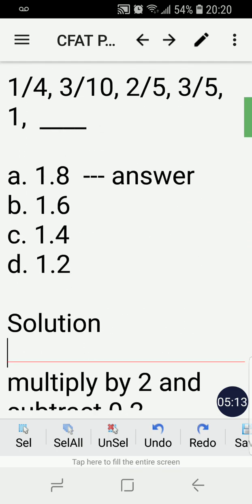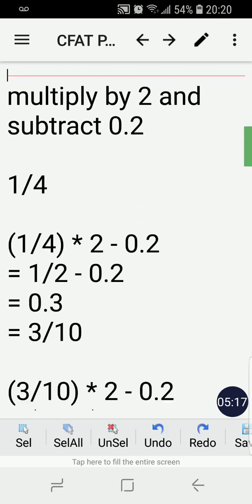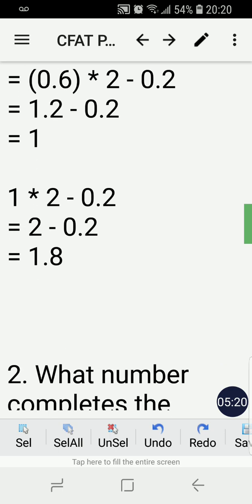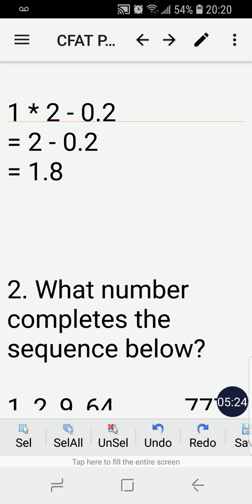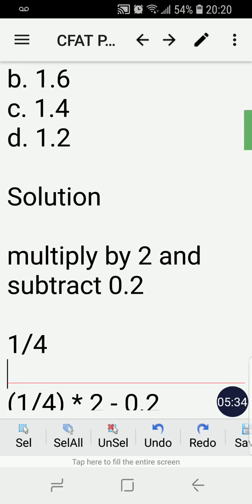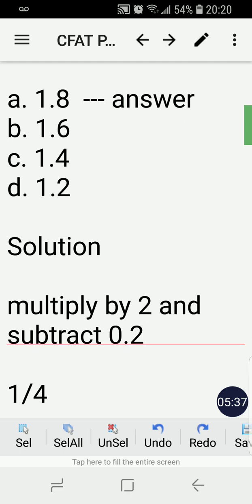And then finally the next number in the sequence, which is the blank. So 1 times 2 minus 0.2. 1 times 2 is 2. 2 minus 0.2 is 1.8. Which is letter A.